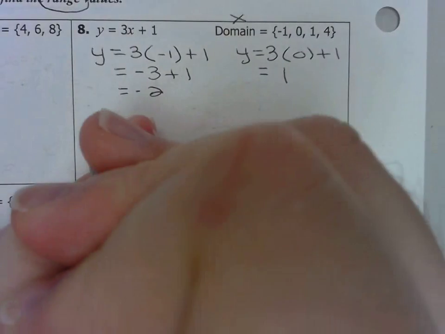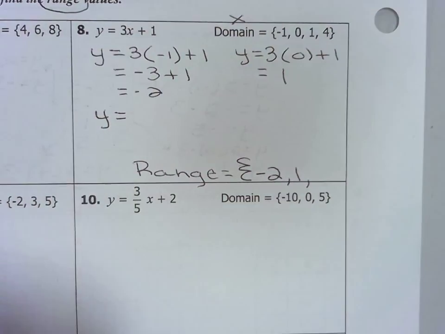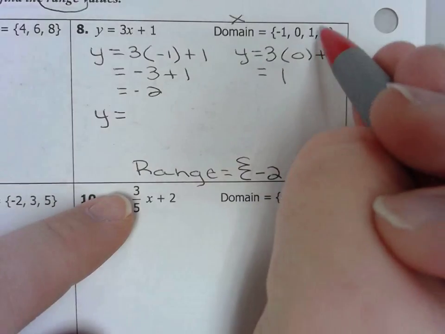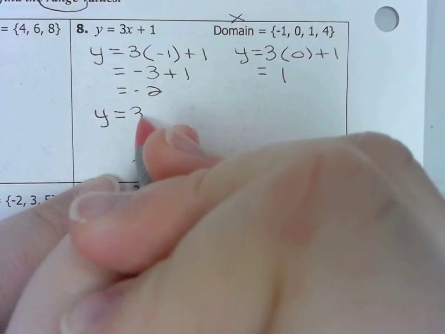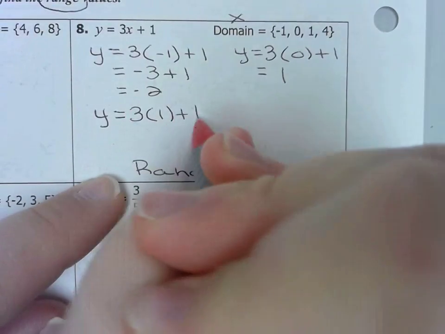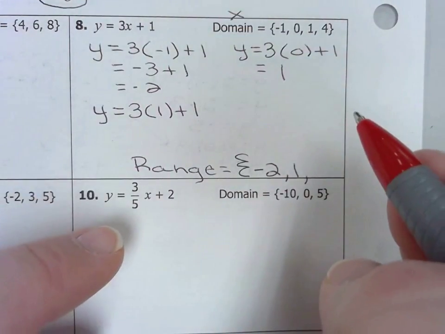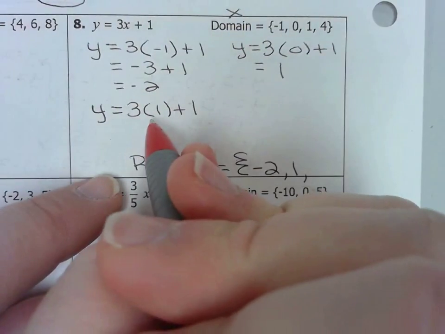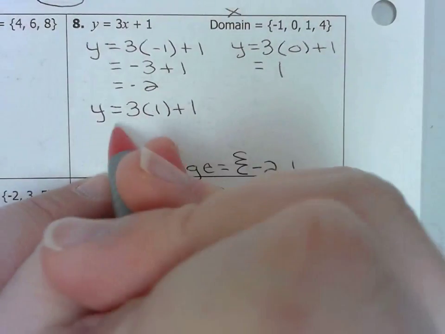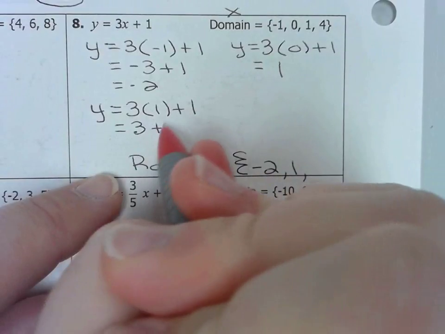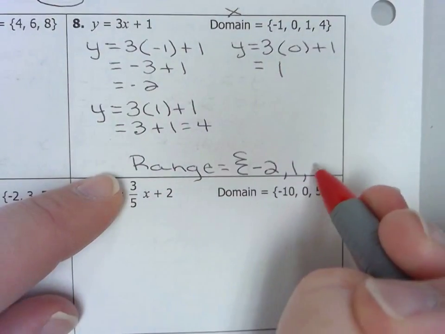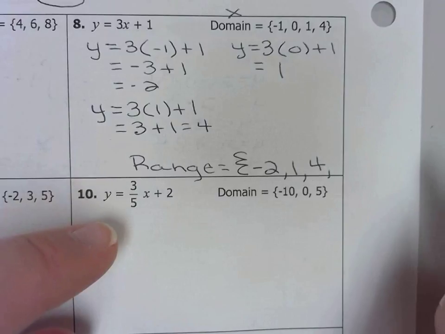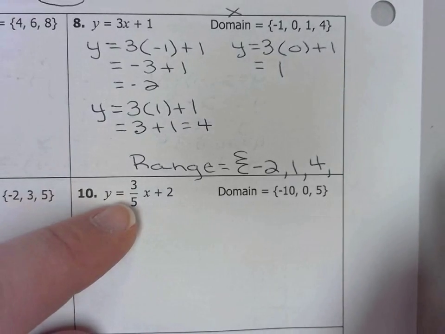Thank you. Okay, the next one, let's plug in a 1. If I plug in an x value of 1, it's going to be 3 times 1 plus 1. 3 times 1 is what? 3 plus 1 is 4. That's a y value. So that becomes part of my range.